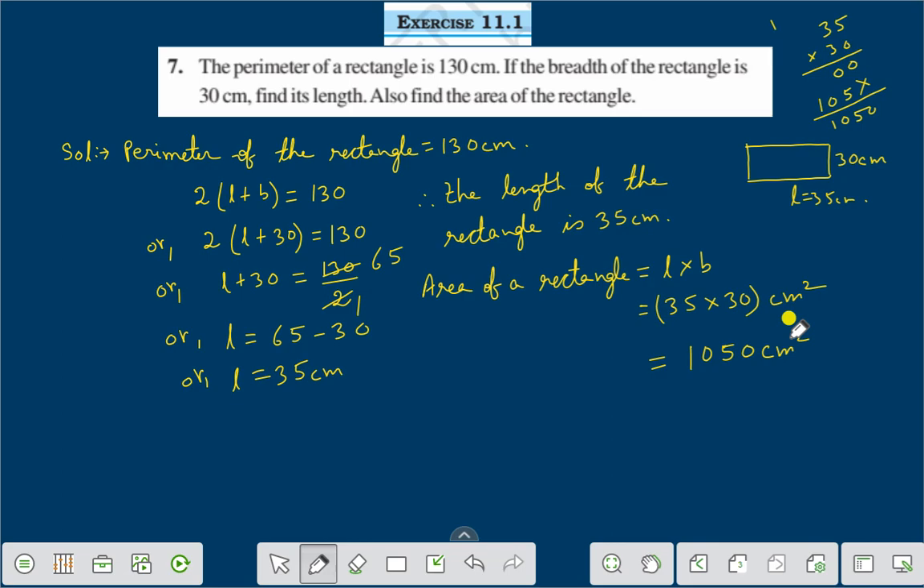Therefore, area of the rectangle is equal to 1050 centimeter square.